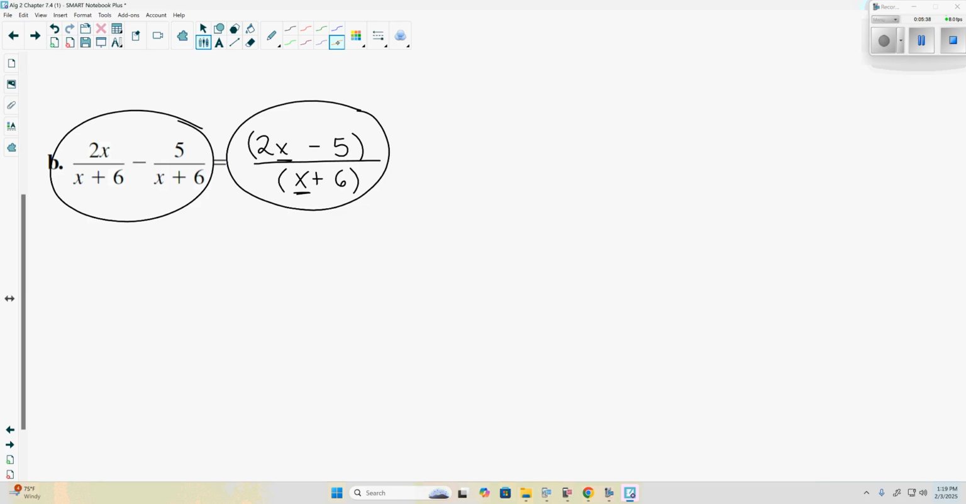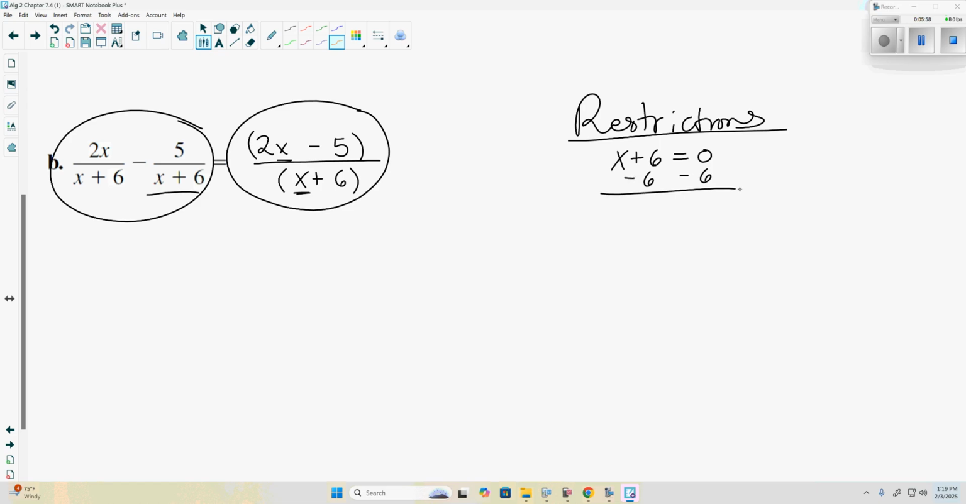Now, as I've said before, especially with these here, I'm not going to really ask for the restrictions on the homework or the assignments. But our restrictions are going to be whatever is going to make the denominator be 0. In this case, x plus 6. And we can set it equal to 0. All right, guys. We can subtract 6 from both sides, telling us x cannot be negative 6. Because if x is negative 6, we have a division of 0. Does not work.